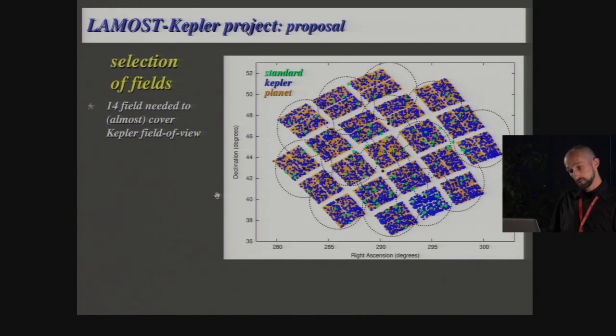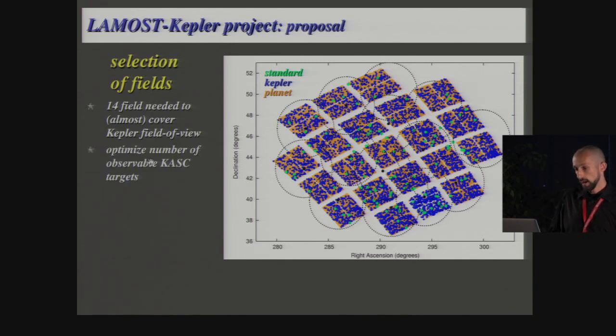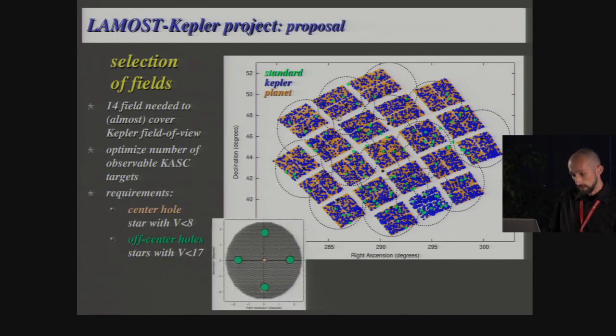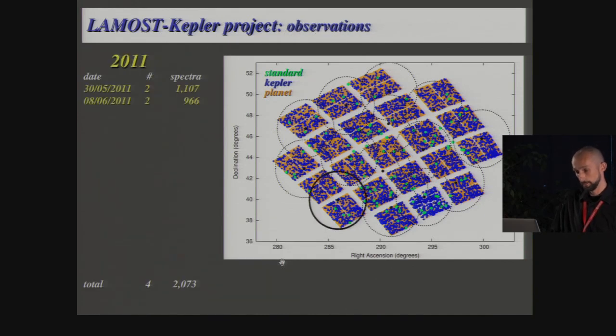For this proposal, we selected 14 fields to cover the Kepler field of view. These are depicted here with these circles. And we try to optimize the position of these fields of view to optimize the number of observable KASC targets. For each circle, we need to make sure that in the central hole is a bright star with a magnitude below 8, and in the off-center holes they should contain a target with magnitude below 17, but that's normally not a problem.